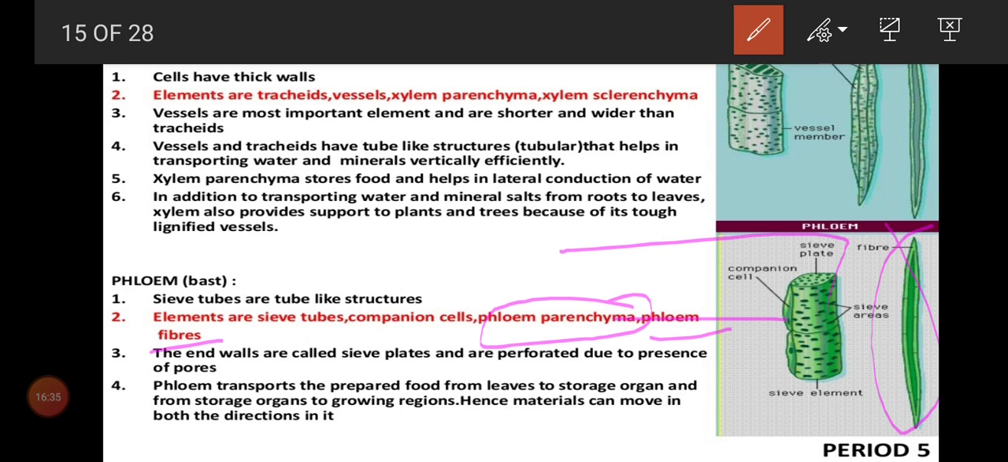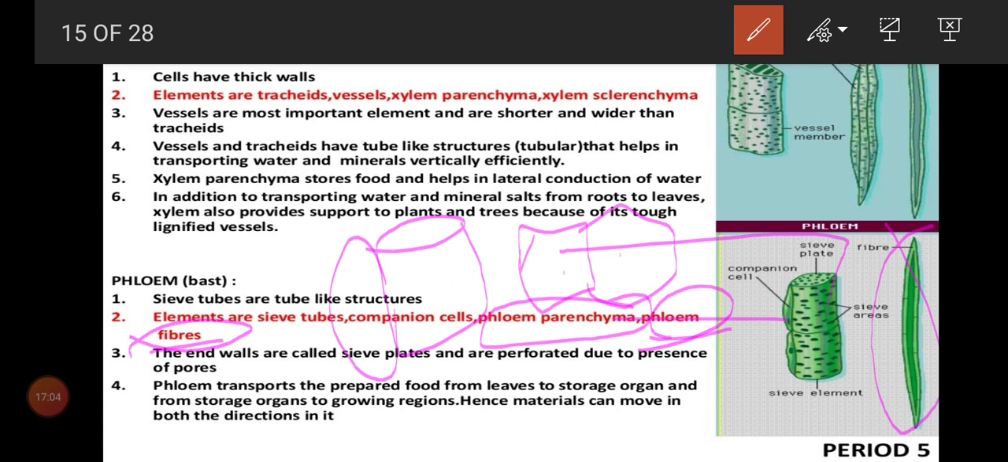Is that clear, children? So what are the four types of phloem? Sieve tubes, companion cells, phloem parenchyma, phloem fibers. Sieve tubes are meant for transport of food items in both directions. Attached with the sieve tube are companion cells, and phloem parenchyma will be in a hexagonal shape, where storage of food will be there, and phloem fiber is a very slender tube-like structure. It is economically very important. Is that clear, children?